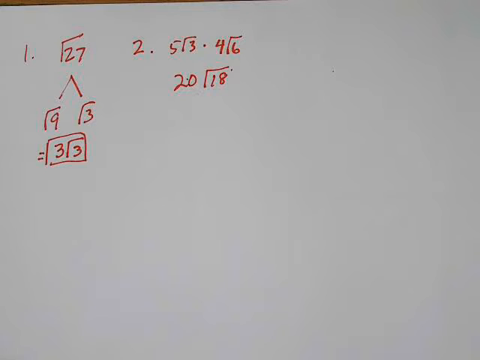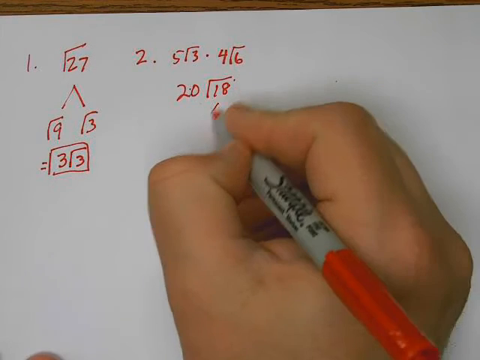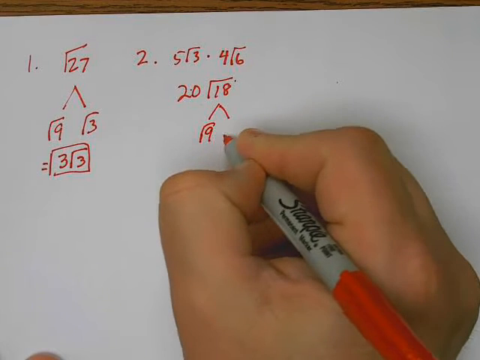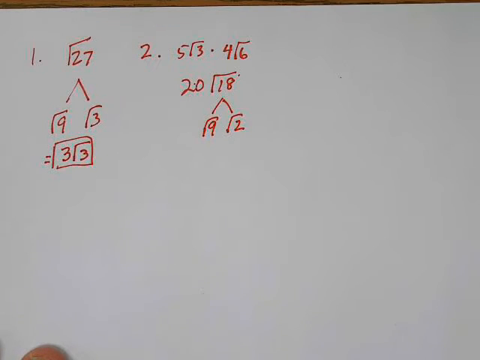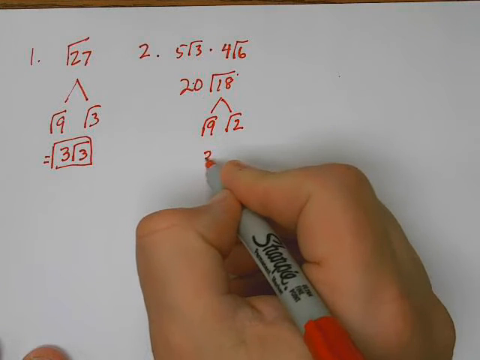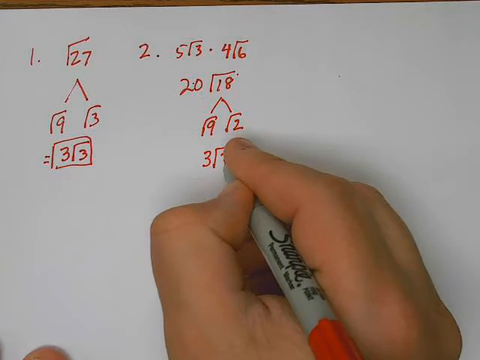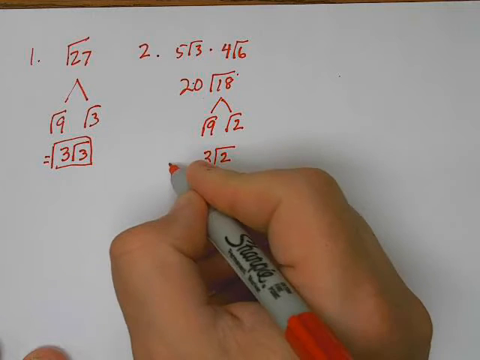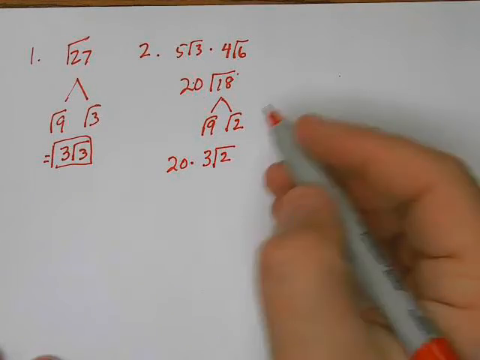Is it a perfect square? No. Is there a factor that goes into 18, which is a perfect square? Yes. The square root of 9 and the square root of 2. All right, now, the square root of 9 is a whole number. It's 3. The square root of 2 is not a whole number, so we keep it as the square root of 2. We can't just drop the 20 out in front. It's a multiplication problem. So 20 times 3 radical 2.